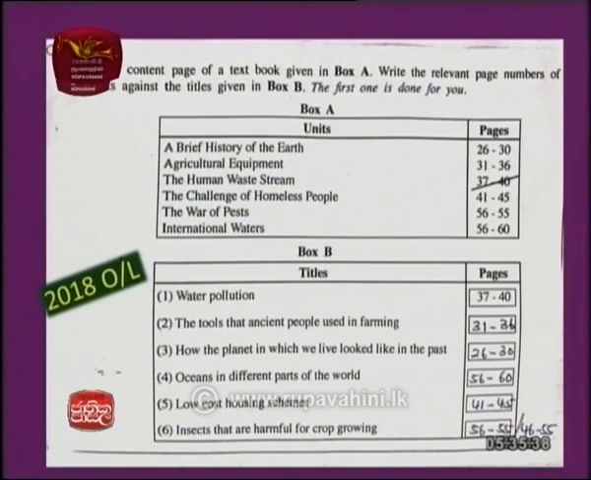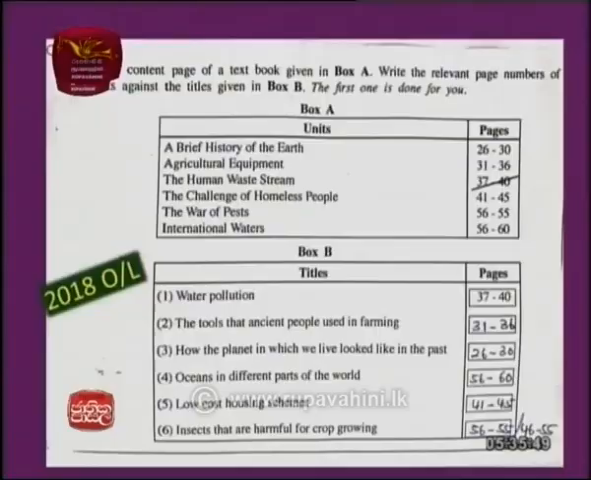So let us see. Some topics are given here in box B. Water pollution is given as an example. According to the first one, water pollution should come under the human waste stream. So that is 37 to 40. You have to take the page numbers there.